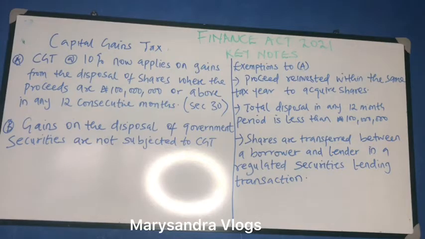Then finally, shares are transferred between a borrower and lender in a regulated securities lending transaction. So if such shares are transferred between two parties in a regulated setting, it is also exempted from capital gains tax. So pretty much those are the key changes to capital gains tax.